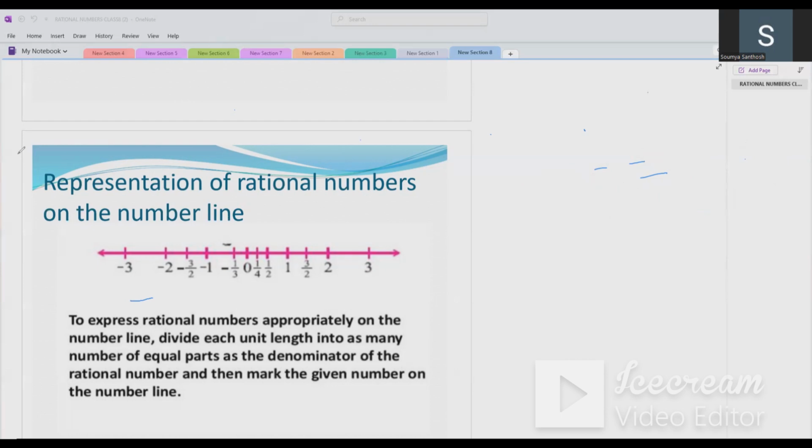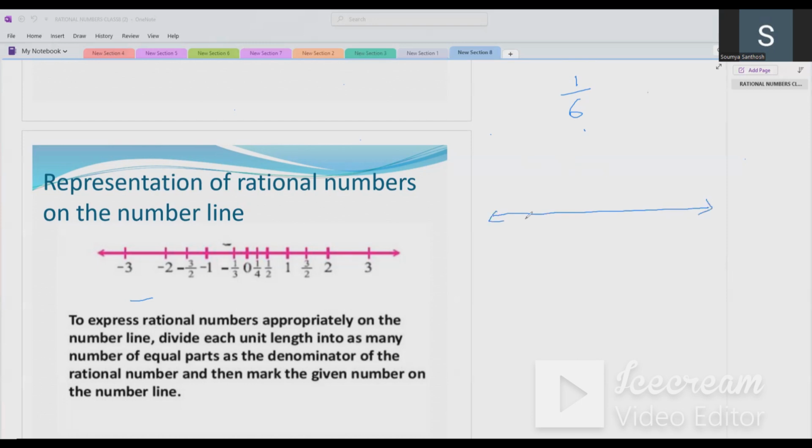What is meant by that? It's very simple. The definition looks very big, but actually it's very simple. So let's break it down and see what it exactly is. For example, you want to represent a rational number 1/6 on a number line. How to do it? You have to draw a number line.